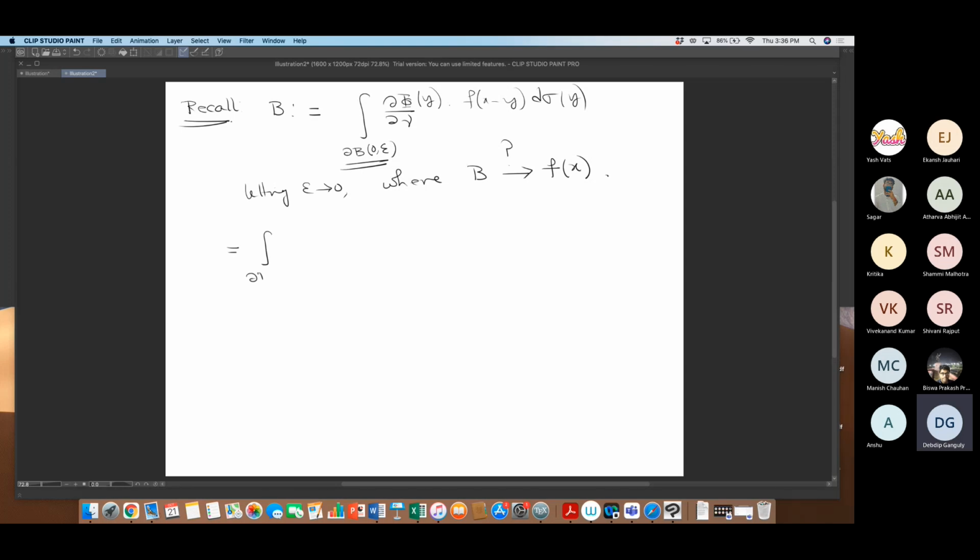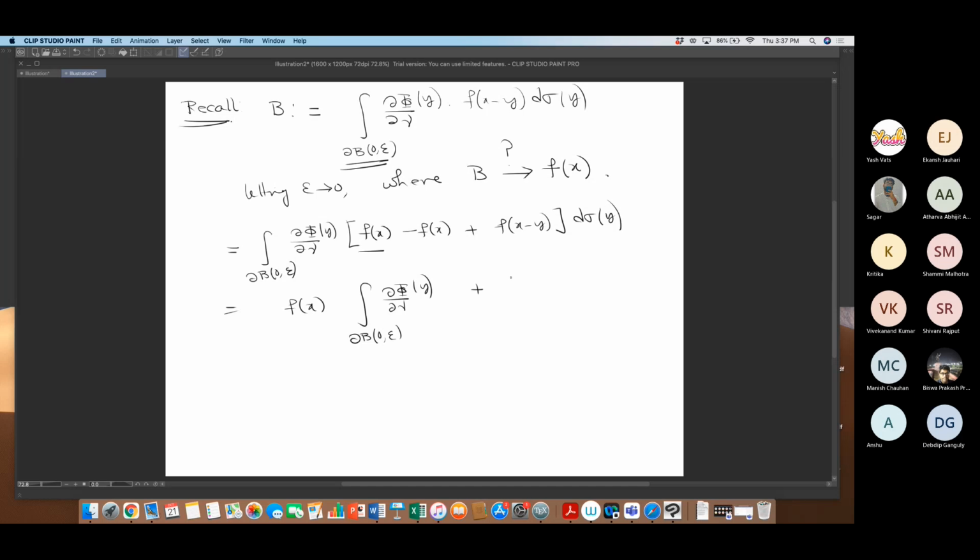If you don't remember, just do this. Write f(x minus y) as f(x) plus f(x minus y) minus f(x). So you take the first term, f(x) times the integral over the boundary of the ball B(0, epsilon) of the partial derivative of phi with respect to nu in y, plus the integral over the boundary of B(0, epsilon) of f(x minus y) minus f(x), d sigma(y).